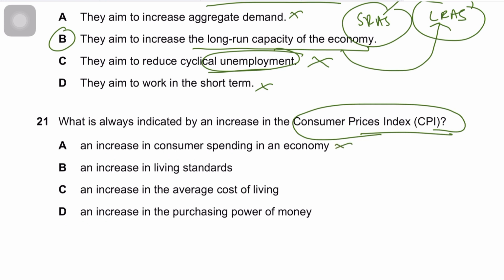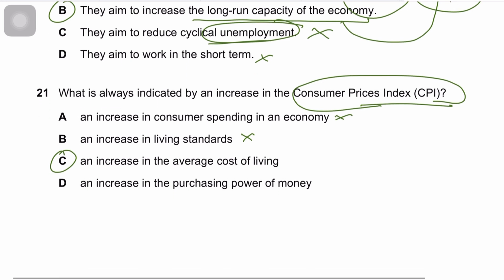An increase in spending? No. An increase in living standards, not at all. An increase in the average cost of living, because the CPI is basically giving us inflation, right? By measuring the CPI, we're actually measuring inflation, and when we measure inflation, we're trying to find out the cost of living, because higher inflation means higher cost of living, and it reduces your purchasing power. So we are actually measuring the increase in the average cost of living in the economy by measuring the CPI and coming up with the rate of inflation.